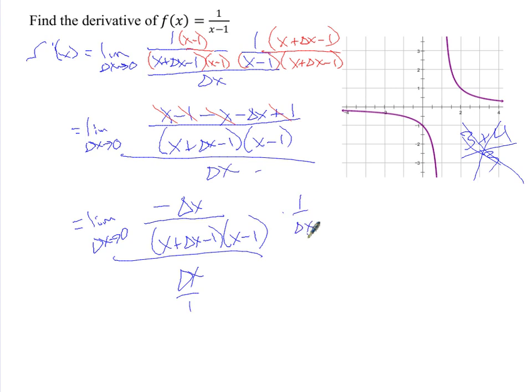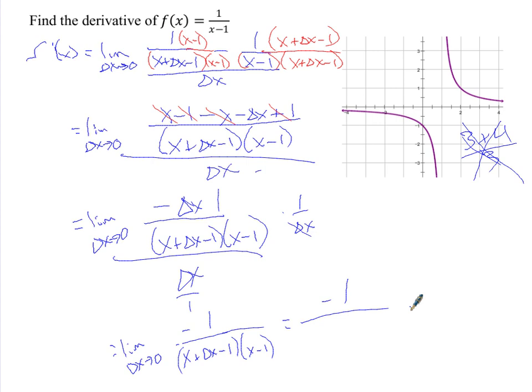So that's basically what I have, right? The delta x's are gone. That's a negative 1 up top. So now I have limit delta x goes to 0 of what? Negative 1 over... Can I direct substitute? Okay. Negative 1 over, this becomes x minus 1 times x minus 1, which is just x minus 1 squared, because we're multiplying. So that's the derivative.